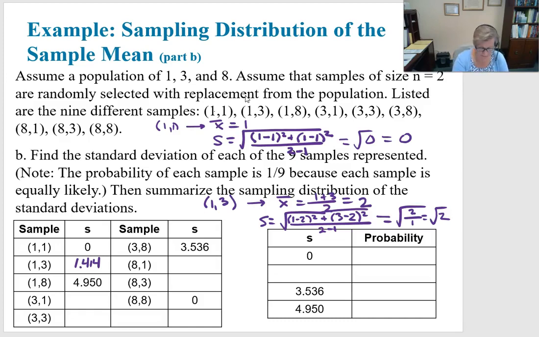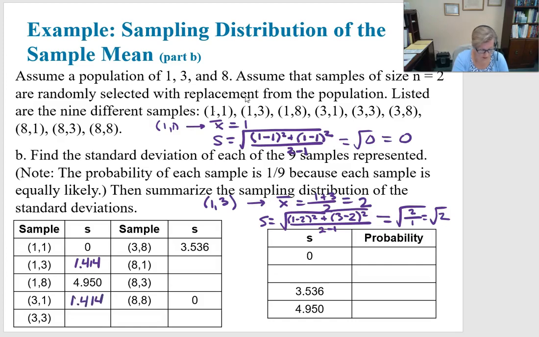So I'm just going to fill in the rest of this chart for you so that you can see what it looks like. Okay. So when I do 1, 8, which is the next one, I get 4.95 as my sample standard deviation. If you want to pause this video and try them yourself and see if you get the same ones, that would be great. And then you can unpause when you're ready. So 3, 1, when I put that in there, we get exactly the same answer as when we did 1, 3.